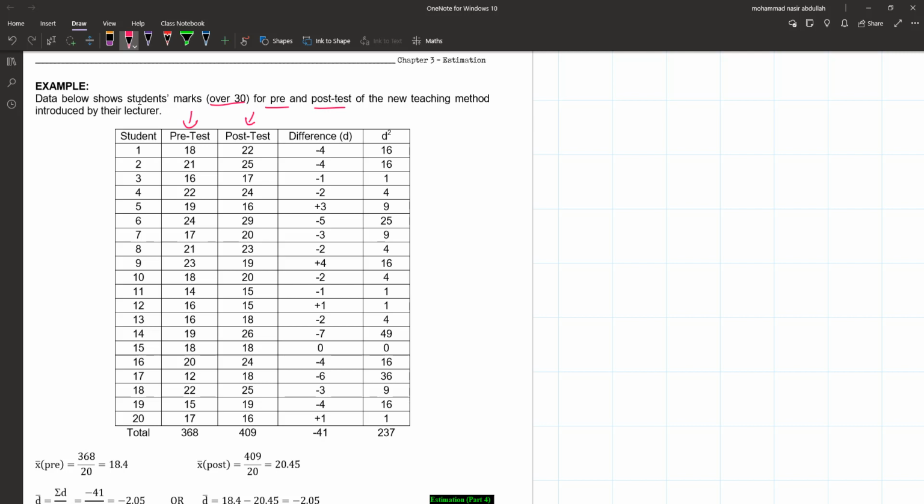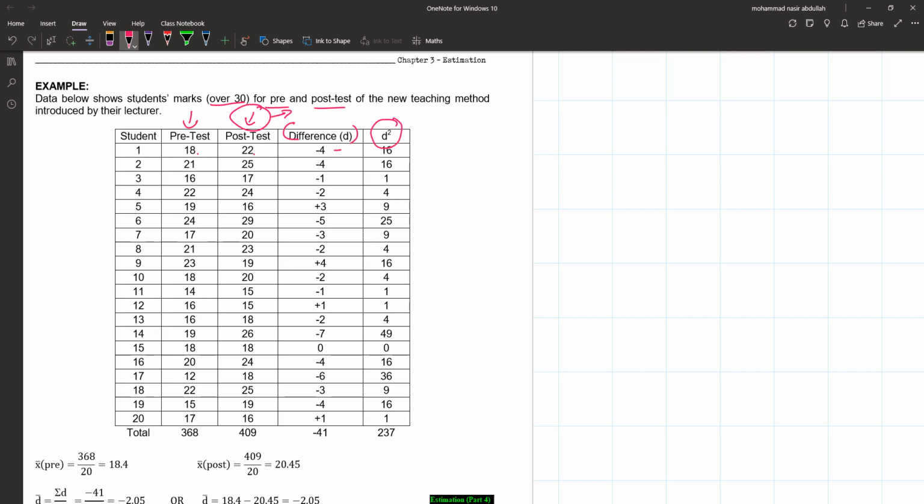Pre-test means before the new teaching method was imposed. Post-test means after the new teaching method was imposed. So we need to measure the difference of these two marks. So 18 minus 22, you get the value. And then we don't care whether it's a positive or negative sign here, because later on we take the power of 2 of the difference.